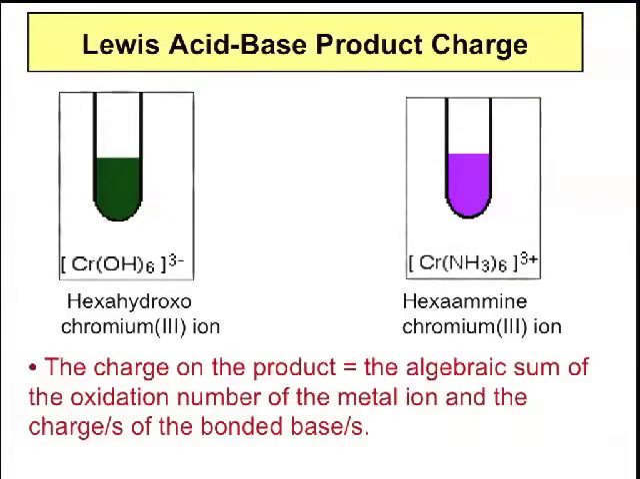So the charge on the product equals the algebraic sum of the oxidation number of the metal ion. So in hexahydroxo chromium 3 ion on the left, we have chromium 3 plus and 6 hydroxides, that's 6 minus, giving a total charge of 3 minus. On the right, we have chromium 3 plus. Ammonia is a neutral molecule like water, so there's 0 charge there, so the total charge in the ion just comes from the chromium ion, which is 3 plus. Anytime a metal ion bonds to a neutral molecule like water or ammonia, that complex ion product has the same charge as the metal ion.